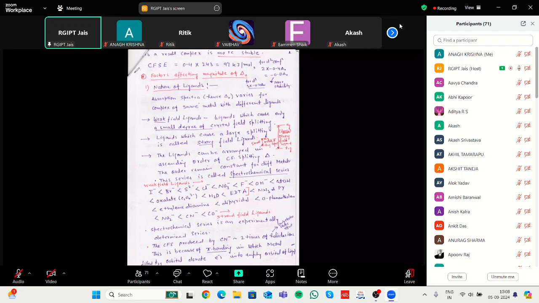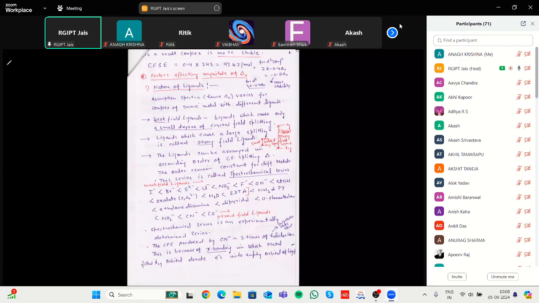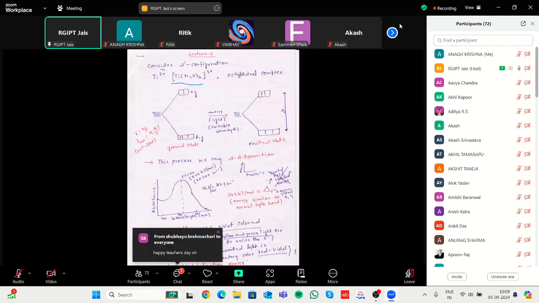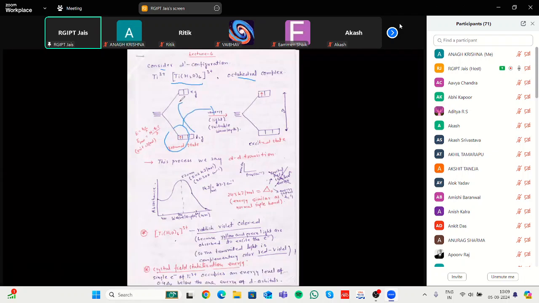In the last class, we discussed the CFSE of different d orbitals. In the case of the titanium hexaaqua [Ti(H2O)6]3+ complex, which is an octahedral complex, one electron is filled in t2g. It absorbs some energy, and that electron transfers from the t2g to the eg level. That energy gap is known as the octahedral splitting energy, and that process is known as d-d transition.